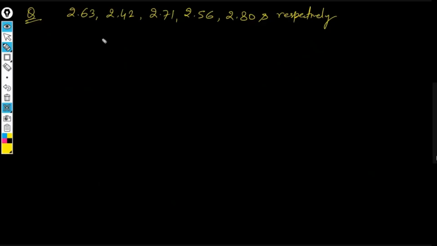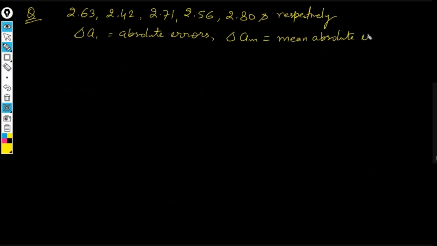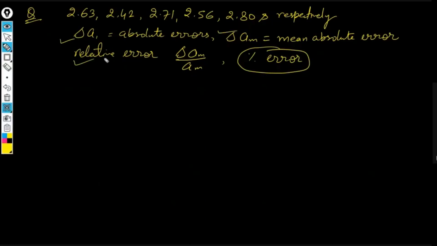Now, what we have to find: first of all, we have to calculate the absolute errors. Then second, we have to calculate the mean absolute error. Then we have to calculate the relative error. Sometimes the examiner is very smart and will say calculate the percentage error only, so irrespective of this, we have to calculate each and everything. So let's do the solution.